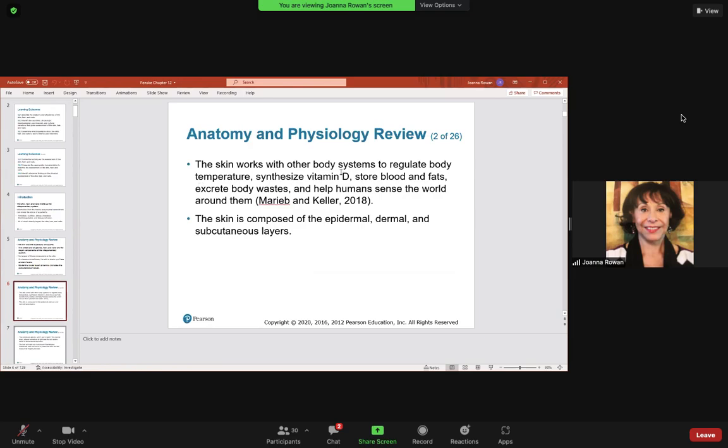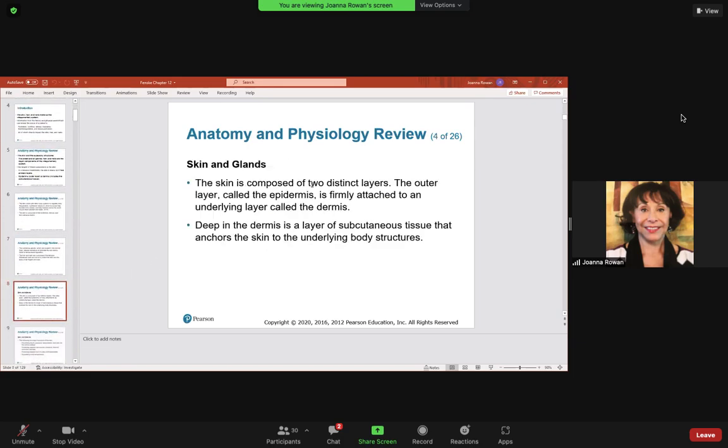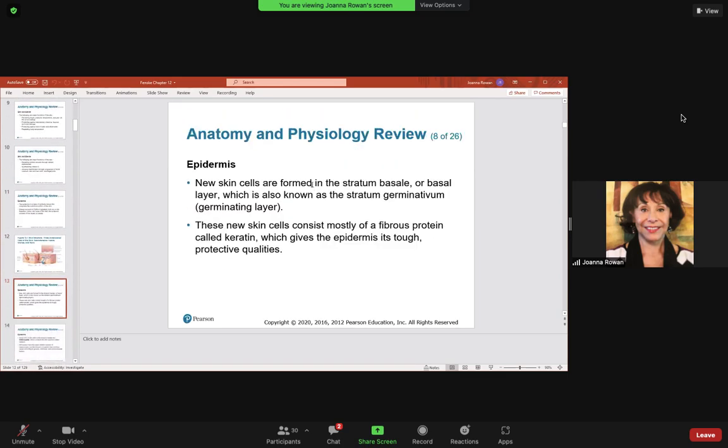The skin works with other body systems to regulate body temperature, synthesizes, excretes body wastes, and helps humans sense the world around them. That's what the skin usually does. The skin is composed of the epidermal, dermal, and subcutaneous layers. And I think there is a slide that will explain. Oh, right here.